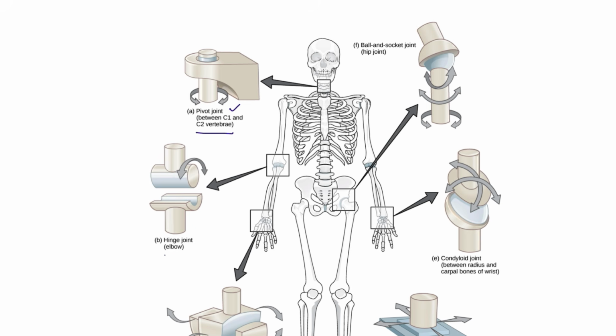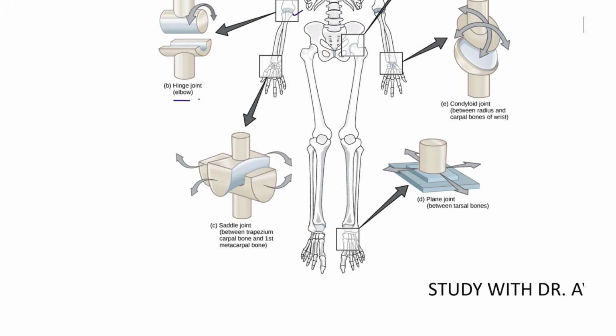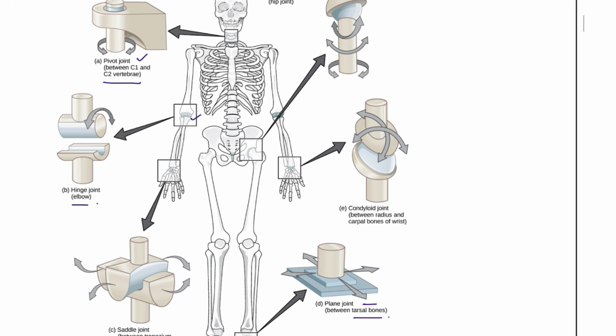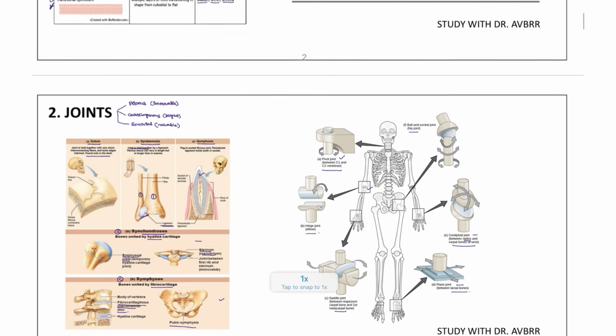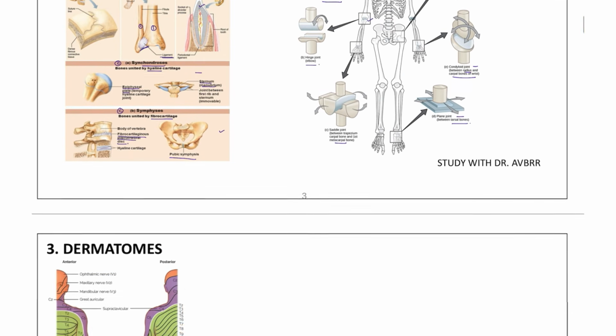And next, the hinge joint. Hinge joint is seen in the elbow. Next, the saddle joint is seen between the trapezium carpal bone and the first metacarpal bone. The plane joint is seen in the tarsal bones. The condyloid joint is seen between the radius and the carpal bones of the wrist. And the ball and socket joint is seen in the shoulder joint and the hip joint. These are the joints and their associated examples.